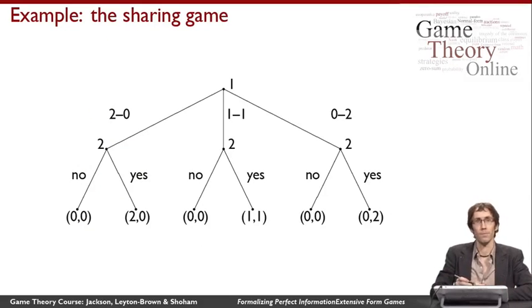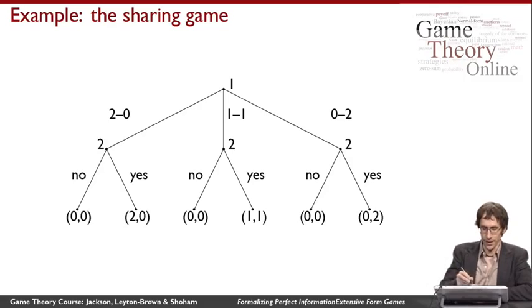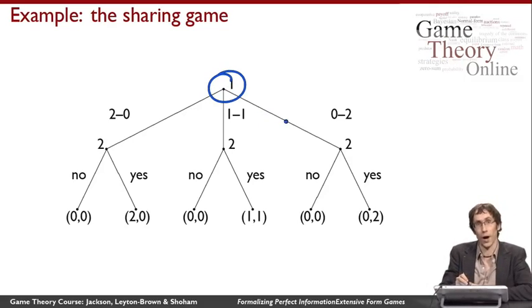Let's look at an example. This is the sharing game that talks about a situation where a brother and a sister want to decide between each other how they're going to share $2. So they have $2 bills. And it begins with the brother saying how he proposes to divide the money. So he starts out in this first choice node here. The brother is player 1.